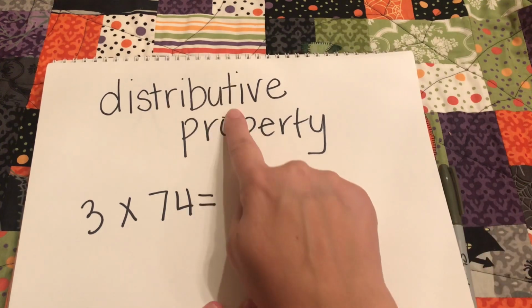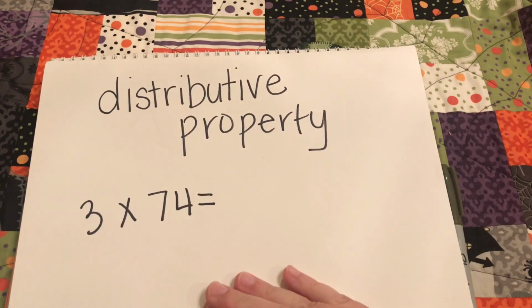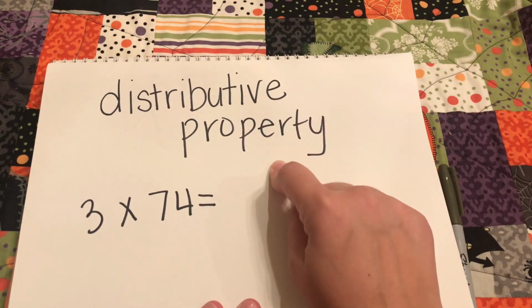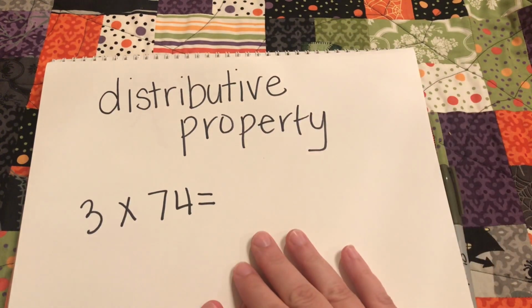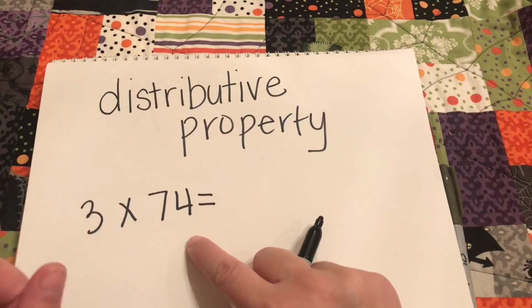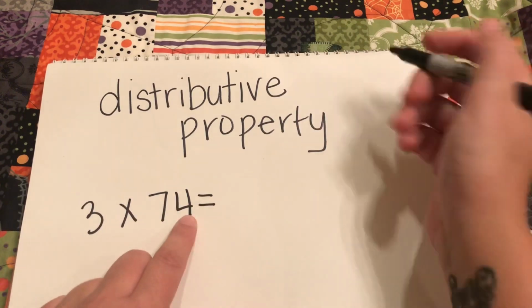This time we're talking about the distributive property, which we learned in today's lesson. We actually learned that we already know what the distributive property is, and we've been using it quite a lot with our area models for multiplication, that now we can use it in an algebraic method. So here I have the problem 3 times 74.